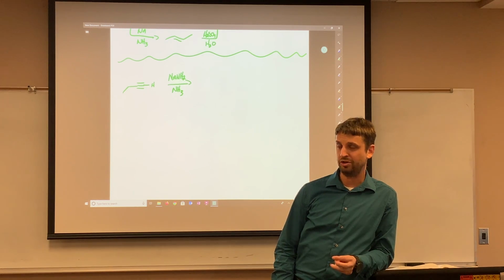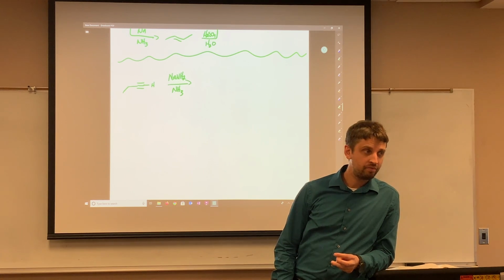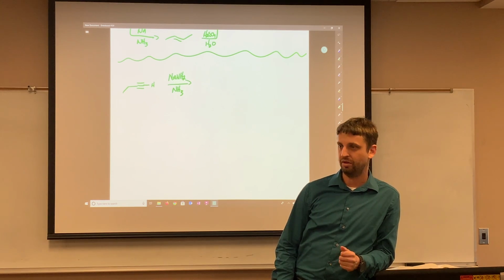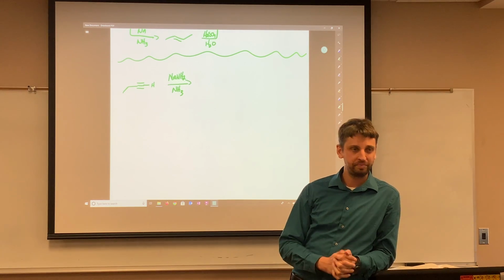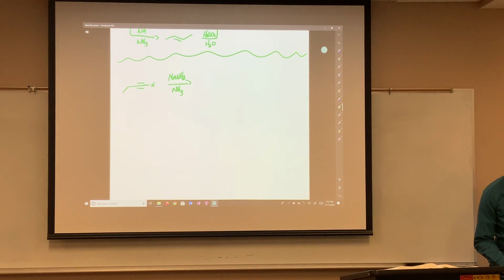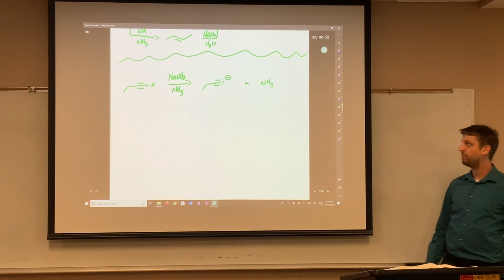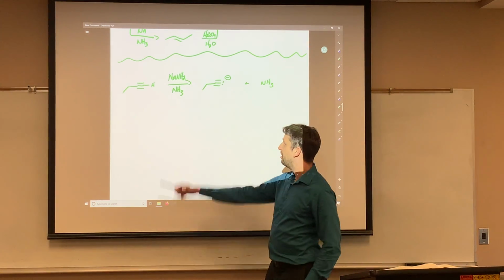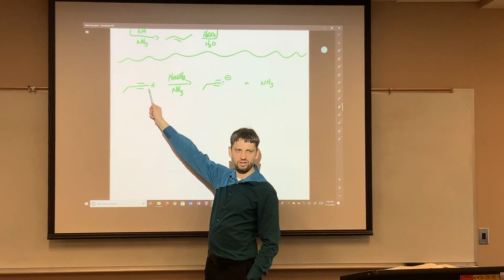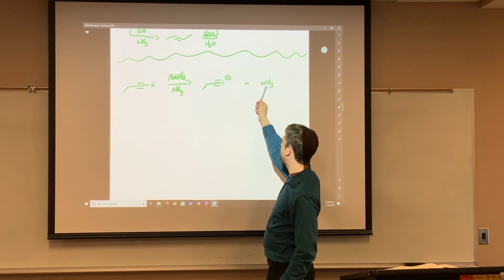What do we know about NaNH2? It's a strong base. What base? Extremely strong base, right? That's why we can use it to make our alkynes to begin with, right? So it's an extremely strong base. So here, just for argument's sake, are the products for this reaction. Powerful base, a maybe acidic hydrogen, then we have this plus ammonia gets made.